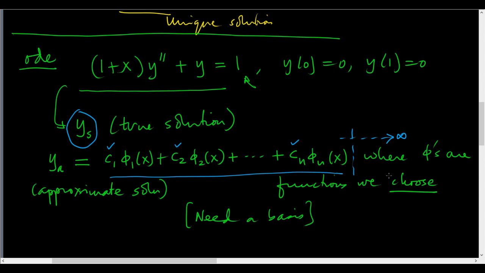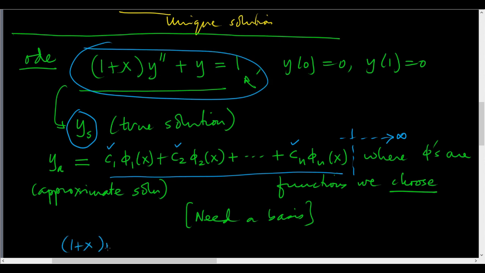So how do we do that? We take this quantity which is supposed to be 0, we write this as (1 plus x) y double prime plus y minus 1.